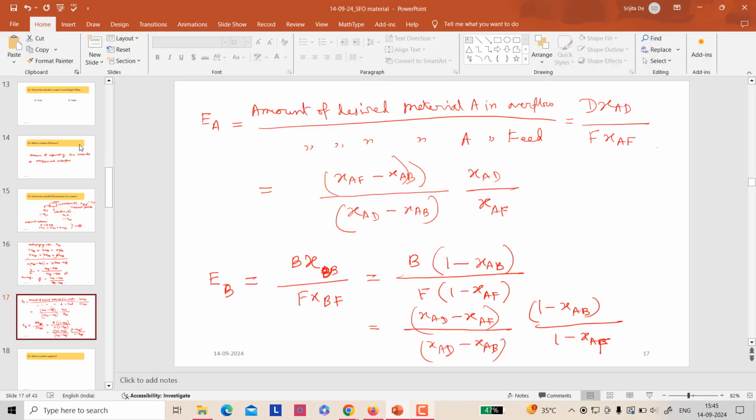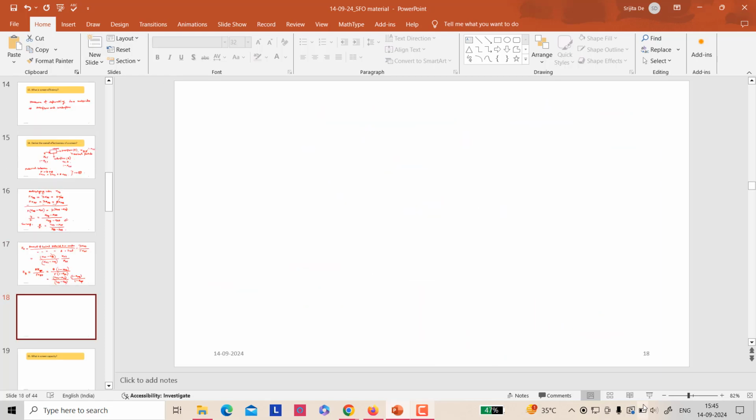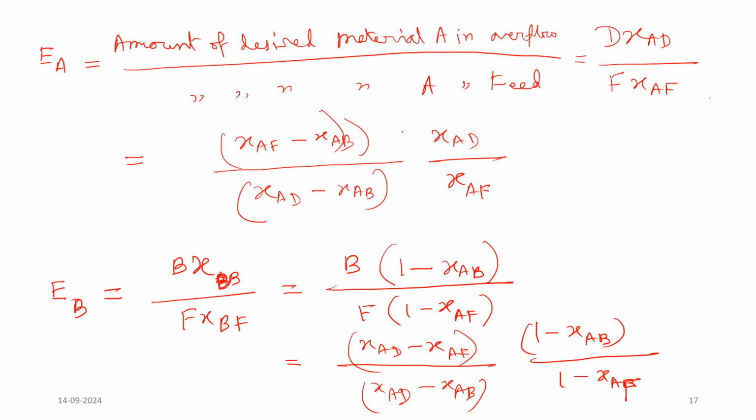And now if we want to know the overall effectiveness factor or overall efficiency, the overall effectiveness is just the product of the effectiveness of the desired material and the effectiveness of the undesired material. So what we have written so far, we have to multiply both of them.